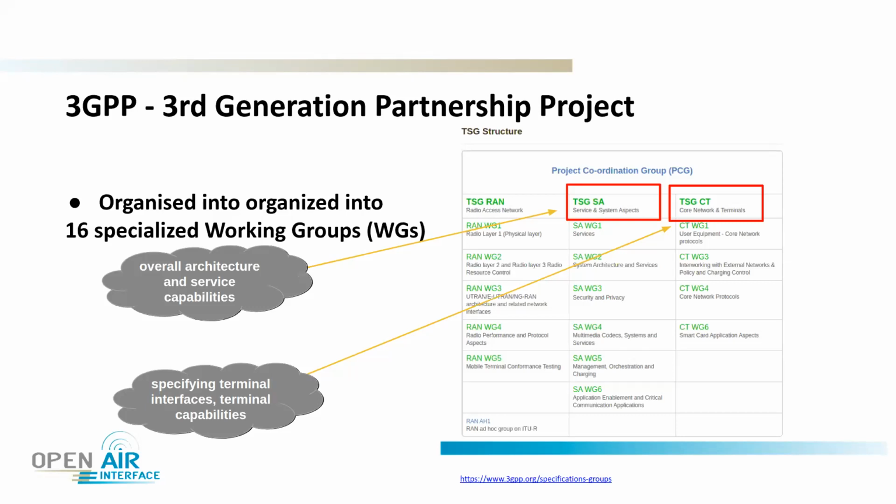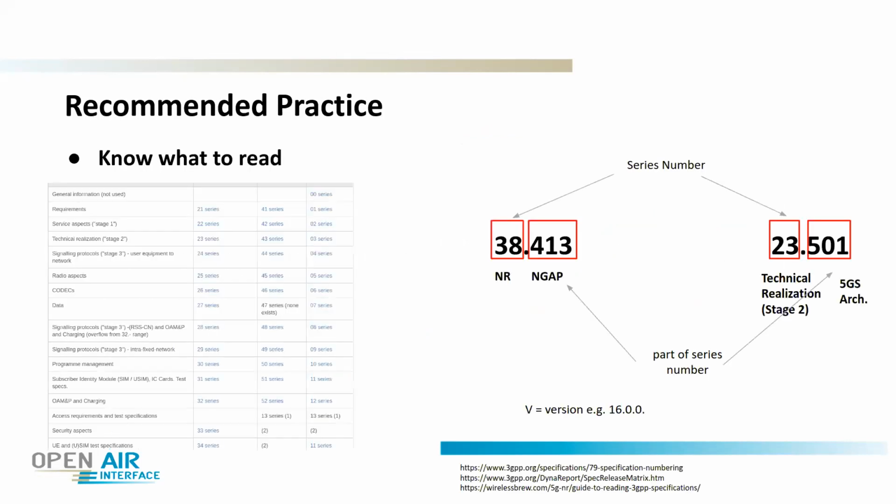Then under core network and terminals, we specify the interfaces and the capabilities. For example, in working group 2, we specify the system architecture for 5G system. Then under core network terminals, like work group 4, we define different protocols which are used in the core network. So this is the overall idea.